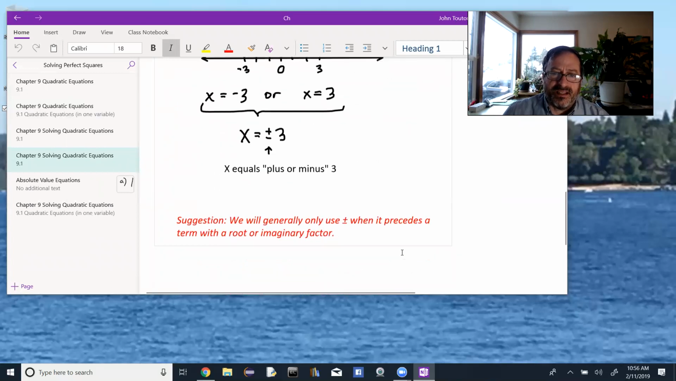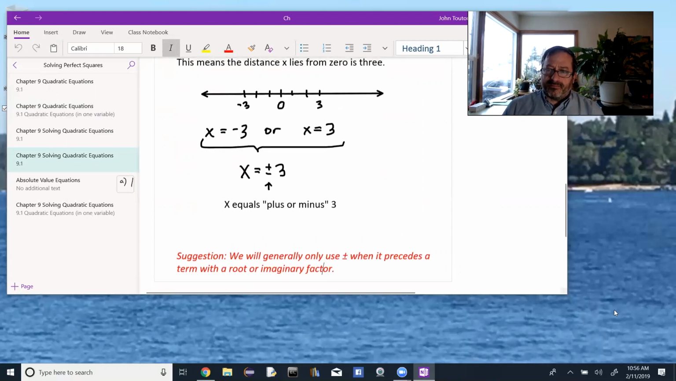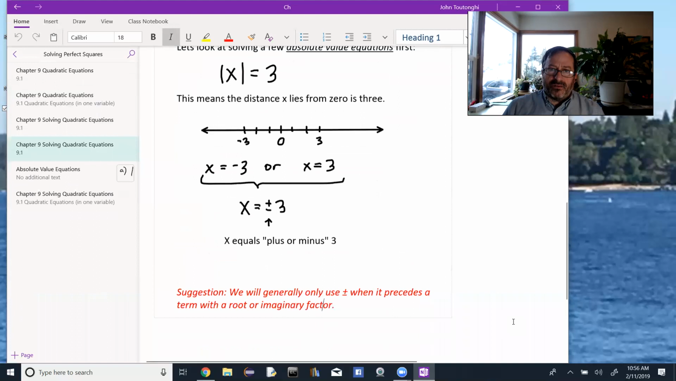And I just have that suggestion down here that says, let me make this a little bigger. We will generally only use the plus and minus notation. Actually, it's plus or minus when it precedes a term with a root or an imaginary factor.